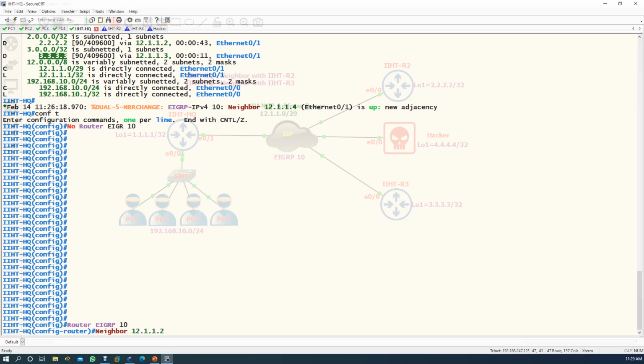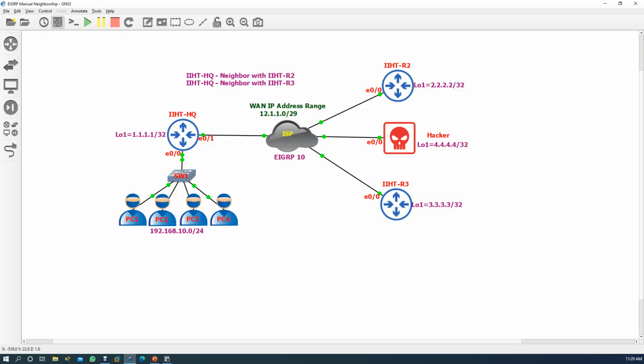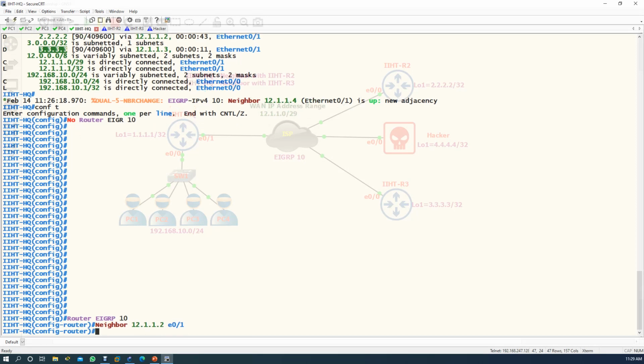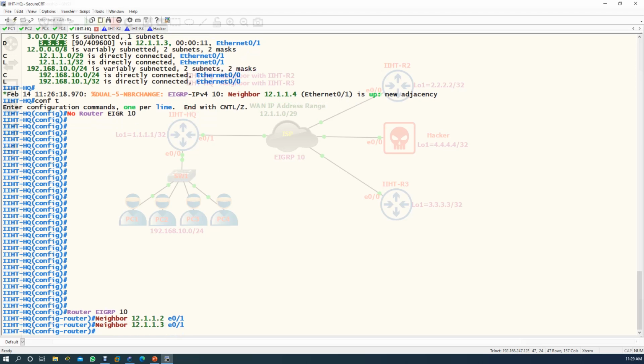12.1.1.2. Are you understanding? See, here is 12.1.1.1, this is 12.1.1.2, and this is 12.1.1.3. Okay, so this neighbor is connected to you via E0/1. So you write here E0/1. Okay, another neighbor I have, which is router 3. His IP is this, and he is connected to me via E0/1.